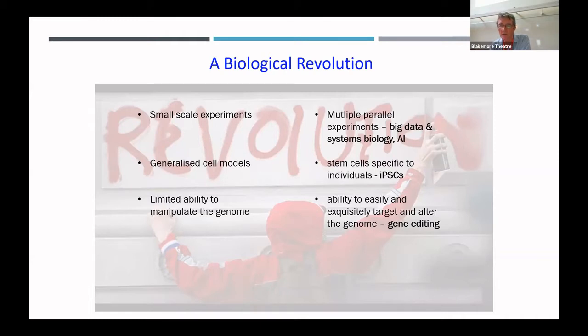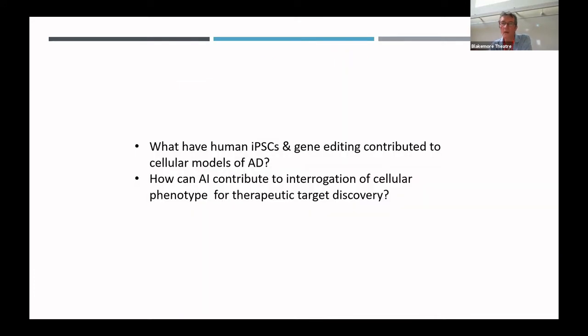That's why these three changes in technology, I think, are the biggest impacts on the way we do things. If you want to state it in its simplest, it really gives us an ability to link the phenotype to the genotype, which is sort of Darwinian in its significance. So I'm going to talk about what human iPSCs and gene editing have done for our development of cellular models of Alzheimer's. And if I don't run out of time, which I might, I'll give a very brief insight into how AI can contribute to analysis of phenotype.